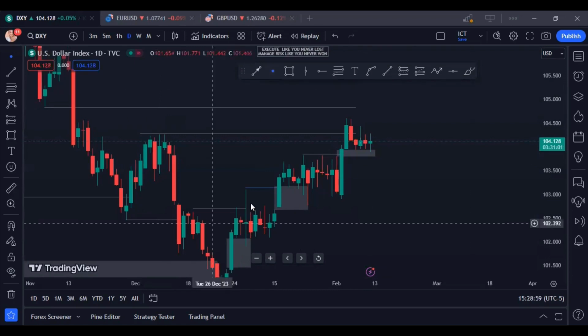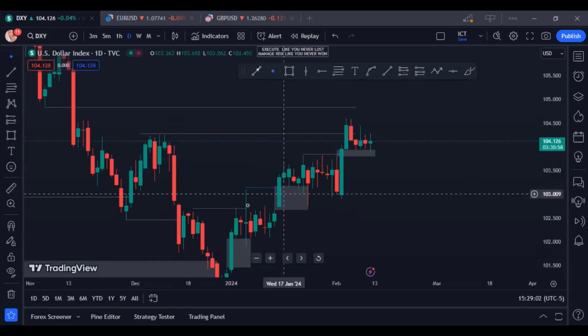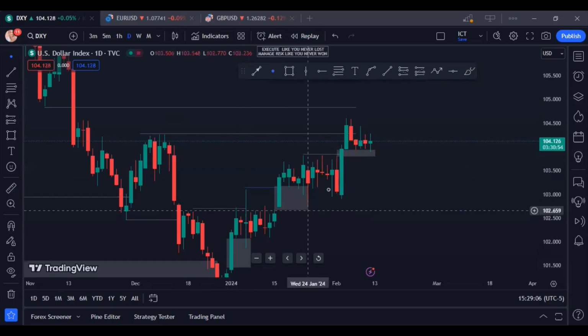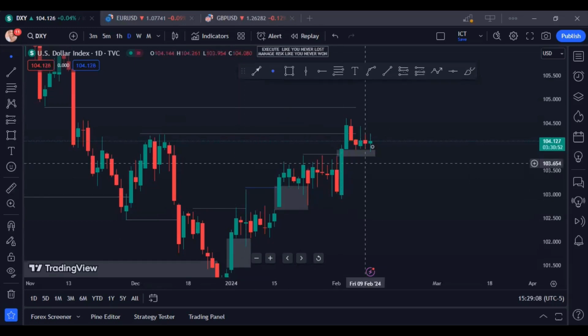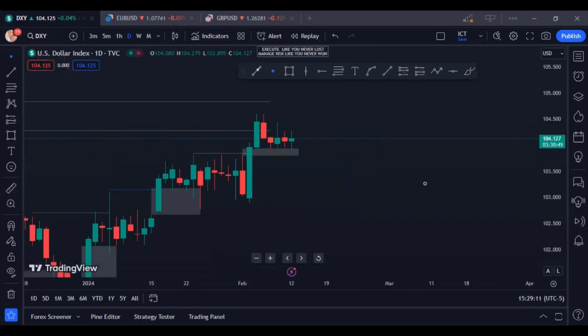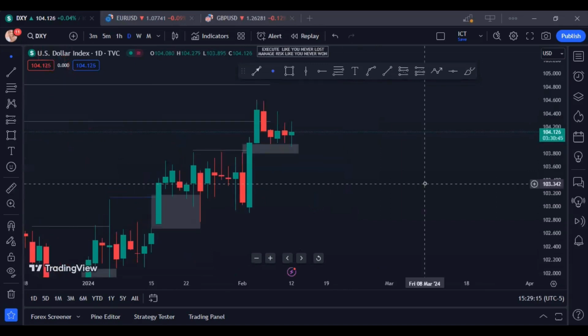Okay, so price took out this high, took out this high, took out this high, then returned into internal liquidity. This high, internal liquidity; this high, internal liquidity; this high, internal liquidity, currently at this point. So where are we currently? Whenever you get to your price now, you ask yourself, where are we currently?